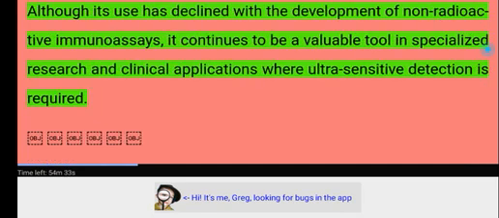Although its use has declined with the development of non-radioactive immunoassays, it continues to be a valuable tool in specialized research and clinical applications where ultra-sensitive detection is required.